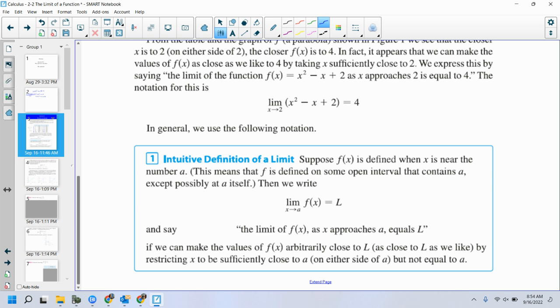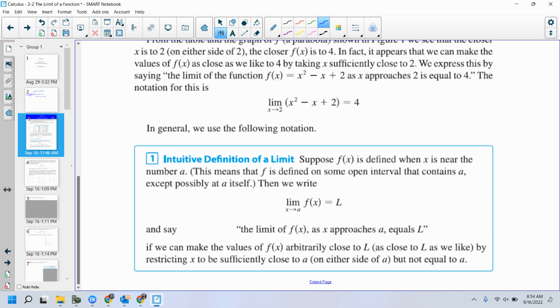And I don't want to say above a or below a, because you want to look at it from above and below. It needs to be defined both left side, right side. Then we can write the limit as x approaches a of f of x is L. That's saying the limit as I take x and get it closer and closer to some value a, like we did 2 in the last one. The limit as x approaches a of f of x, of the function, you always have to define what function you're using, is equal to some number L. The limit of f of x as x approaches a equals L.